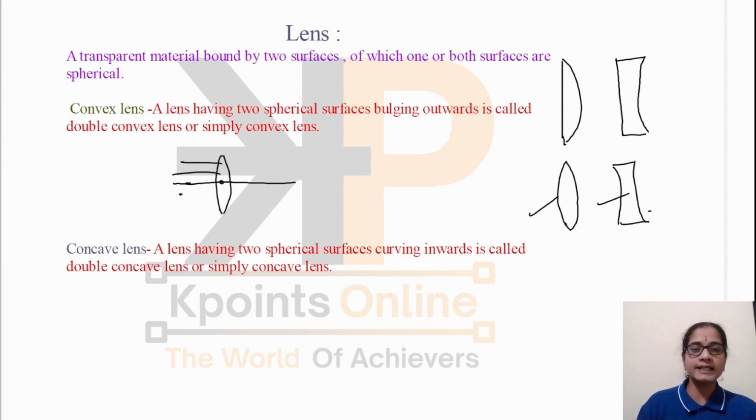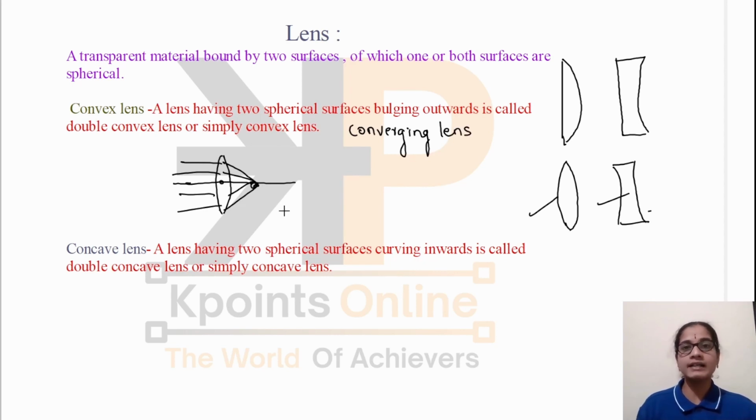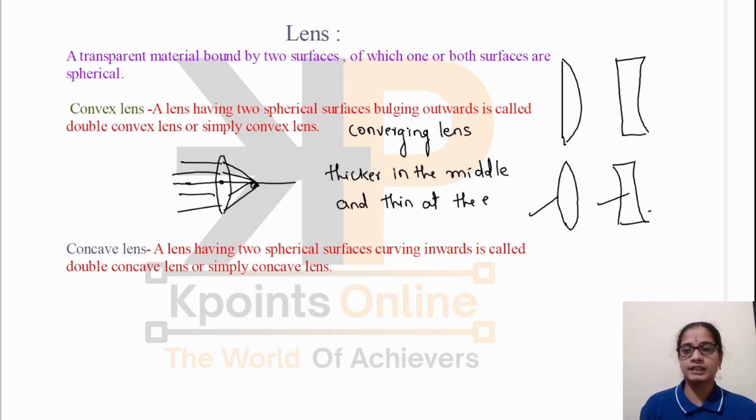Whenever a parallel beam of light is incident on this type of lens, it will get refracted to meet at a point. These rays of light, after refraction, will meet at a point, because of which this lens is also called a converging lens, as it converges a parallel beam of light at a single point. And this lens is thicker in the middle and thin at the edges.